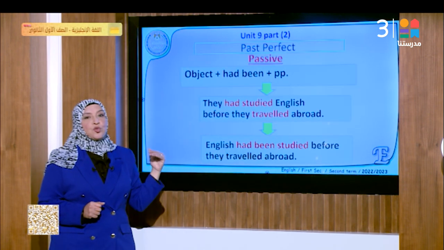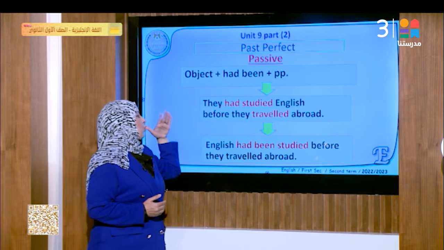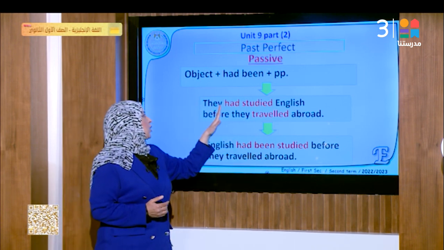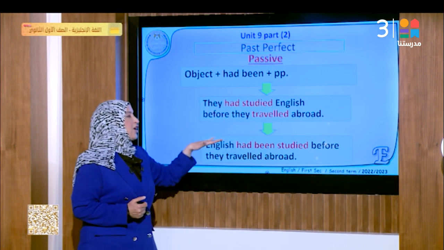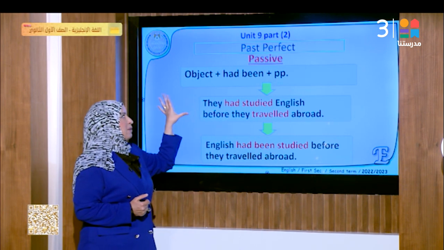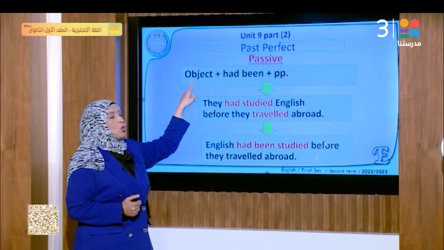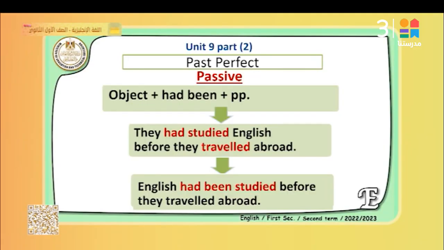What is the passive form of the past perfect? The passive form, we use had been. So here we can say they had studied English. What is the passive? English had been studied. So here, when we use the passive, we start with the object. We use been after had, and the past participle. So the active form, they had studied English, and the passive form, English had been studied.